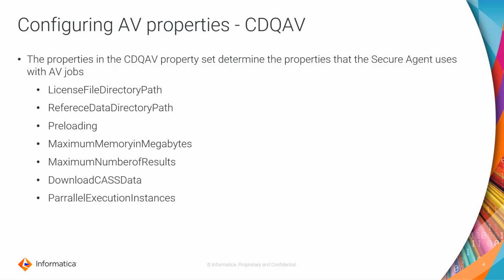To use the Verifier asset, first, we have to configure the AV properties in the CDQ AV property of the respective secure agent. A few of the properties that need to be set. The first one is the license file directory. The second one is the reference data path. Then we have preloading, max memory, max number of jobs, whether to download SAS file or not, and then the parallel execution instance. Now we will proceed towards the demo.